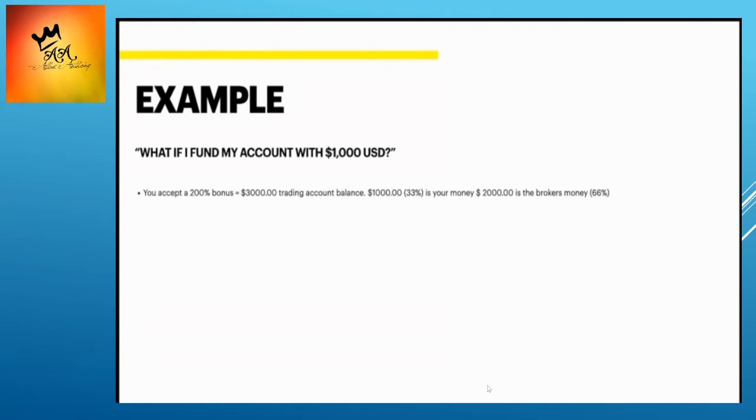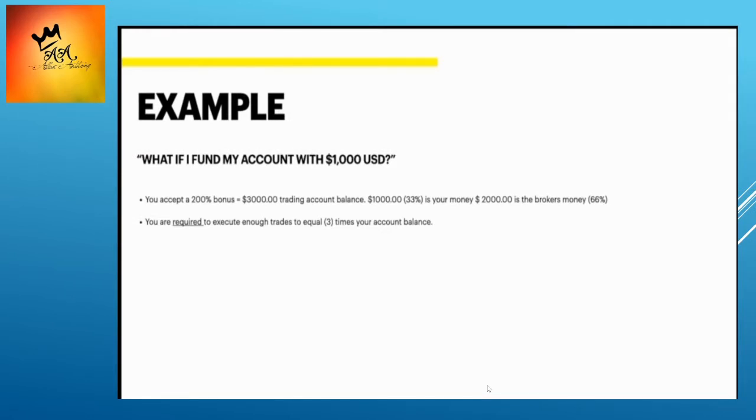So you are required to execute enough trades to equal 3 times your account balance before you can do a withdrawal. That's a question that a lot of people bring up: when can I do a withdrawal? So I'm going to cover that also in this video. You want to actually trade enough to start doing withdrawals.